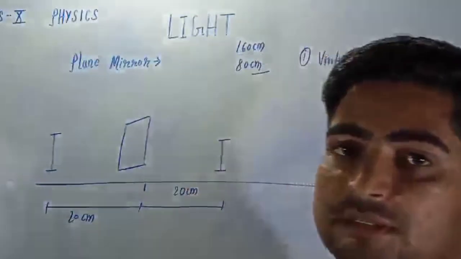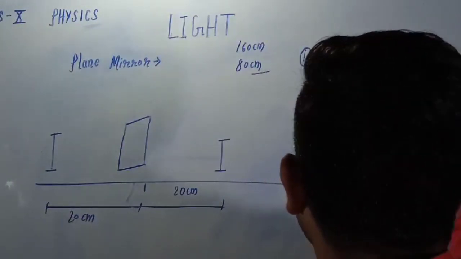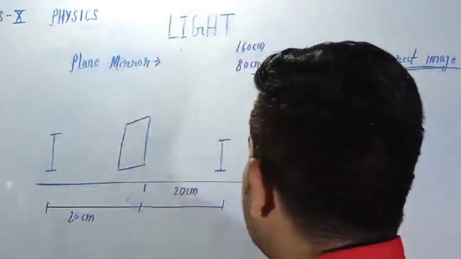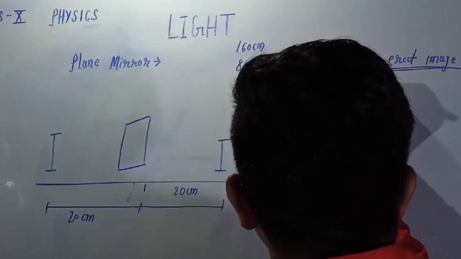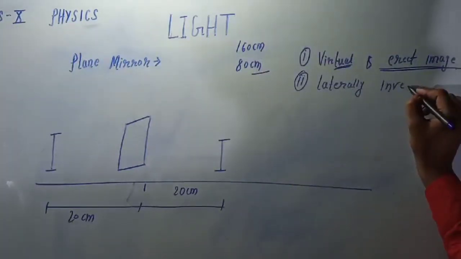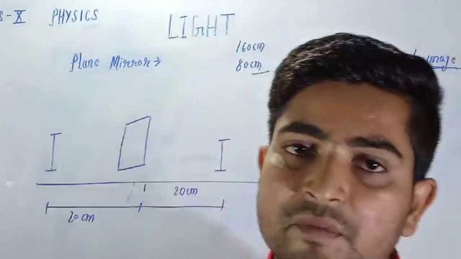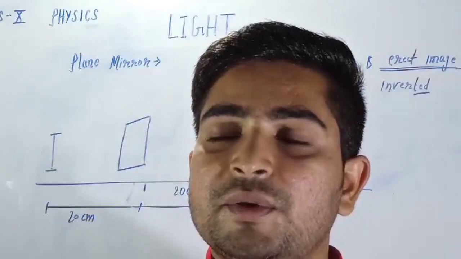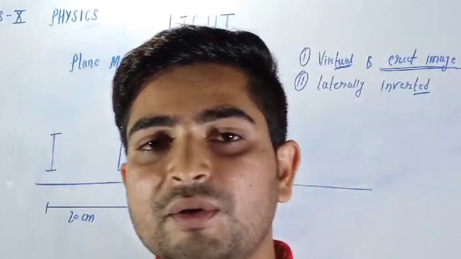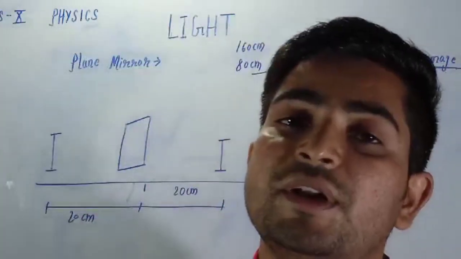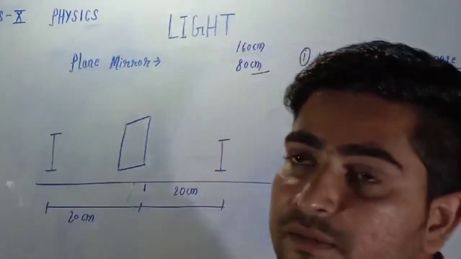So the plane mirror in which you see your face is virtual in nature, and it makes an erect image of everything, as well as the image formed in the plane mirror is laterally inverted. Laterally inverted means that if you raise your left hand in front of the mirror, you will see that your right hand is raised in the plane mirror. If you hold your left ear, it will seem that you are holding your right ear. This phenomenon that happens in front of a mirror is known as lateral inversion.